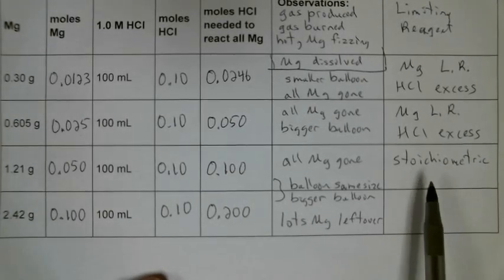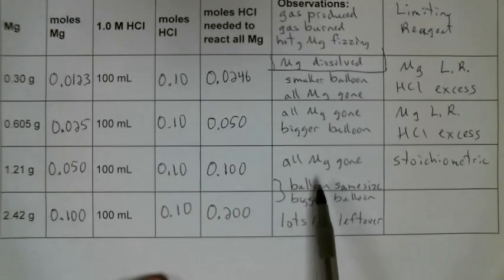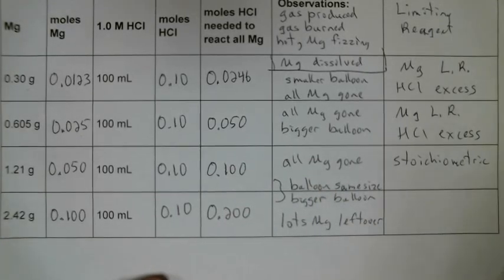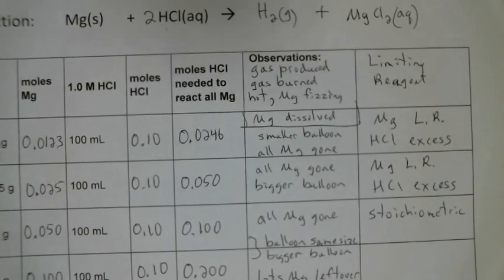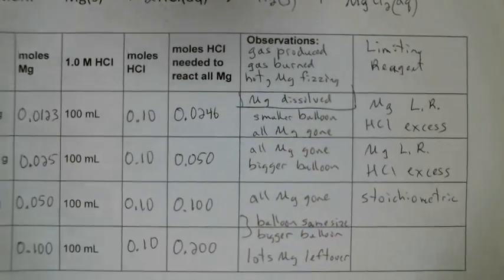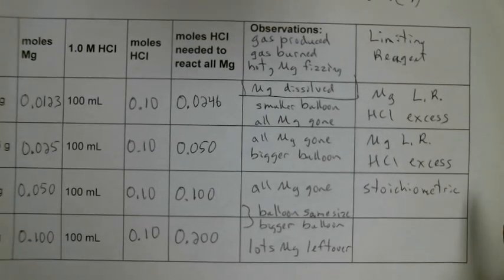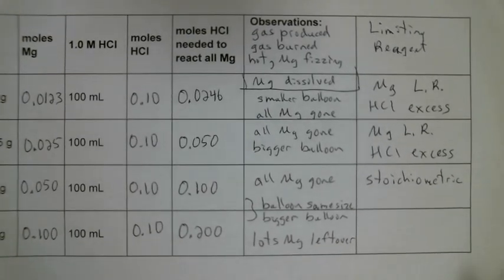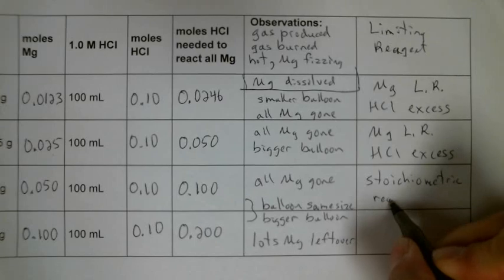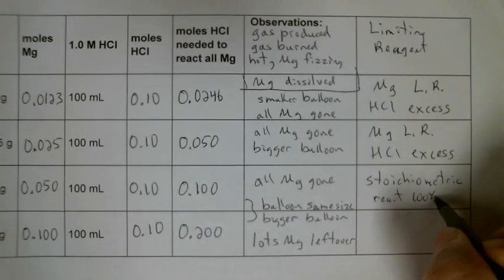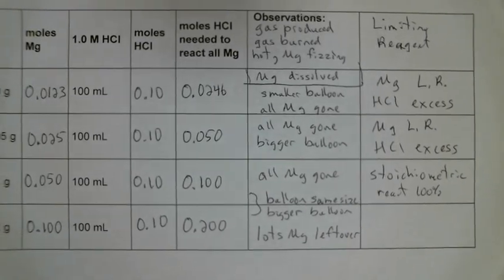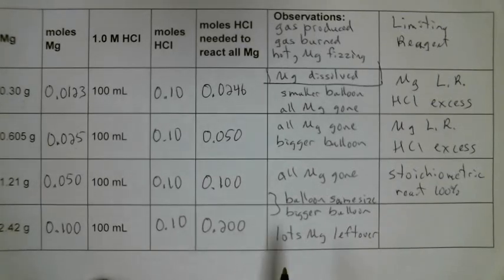So in theory, at least, if I measured it carefully, all the HCl would be gone, and I'd be able to drink that solution. Well, I don't really want to drink magnesium chloride, but anyway, you get the idea. So that's the stoichiometric amount where the moles are just matched to react 100% with no leftovers. And then what's this last one then?